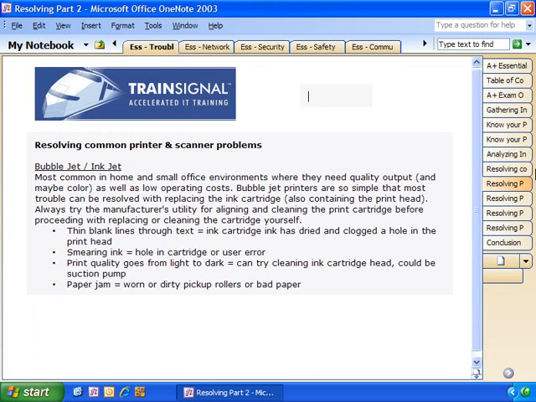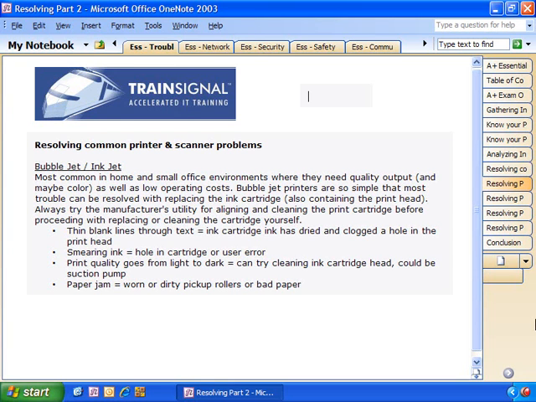All right, now let's talk about some common bubble jet or inkjet printer issues. Now, bubble jet or inkjet printers are most common in home and small office environments where they need quality output and perhaps color, as well as low operating costs as compared to a color laser printer, for example. Now, bubble jet printers are so simple that most trouble can be resolved with replacing the ink cartridge, because it also contains the print head. So when you do that, you're replacing some important parts of the printer, all in one little cartridge.